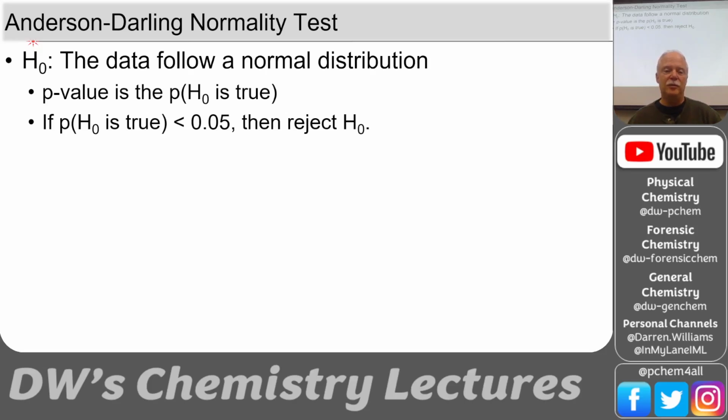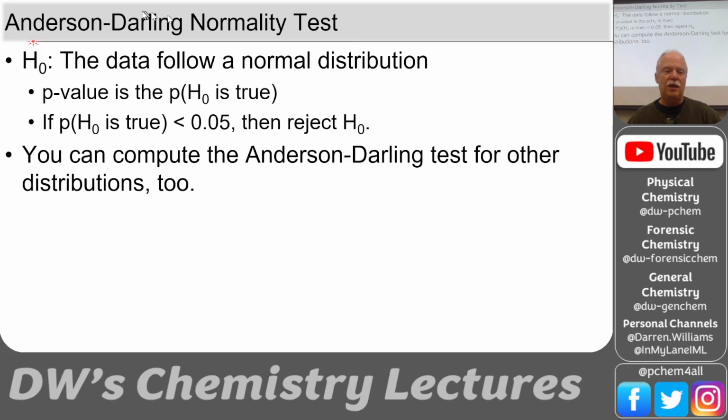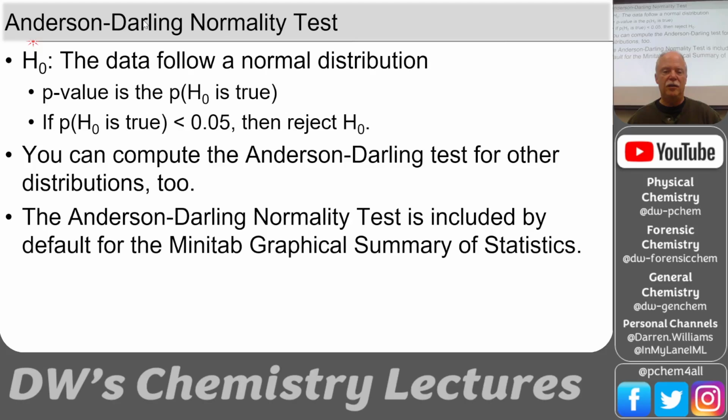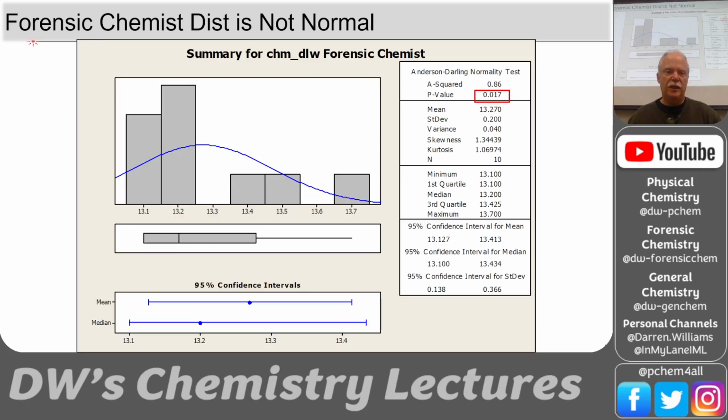data is normally distributed. You can also compute it for other tests, other distributions as well, meaning you could use it to determine if something was a Poisson distribution or if something was a Weibull distribution. But we really only focus on the normal distribution in statistics. Okay, and it's just included by default for Minitab.